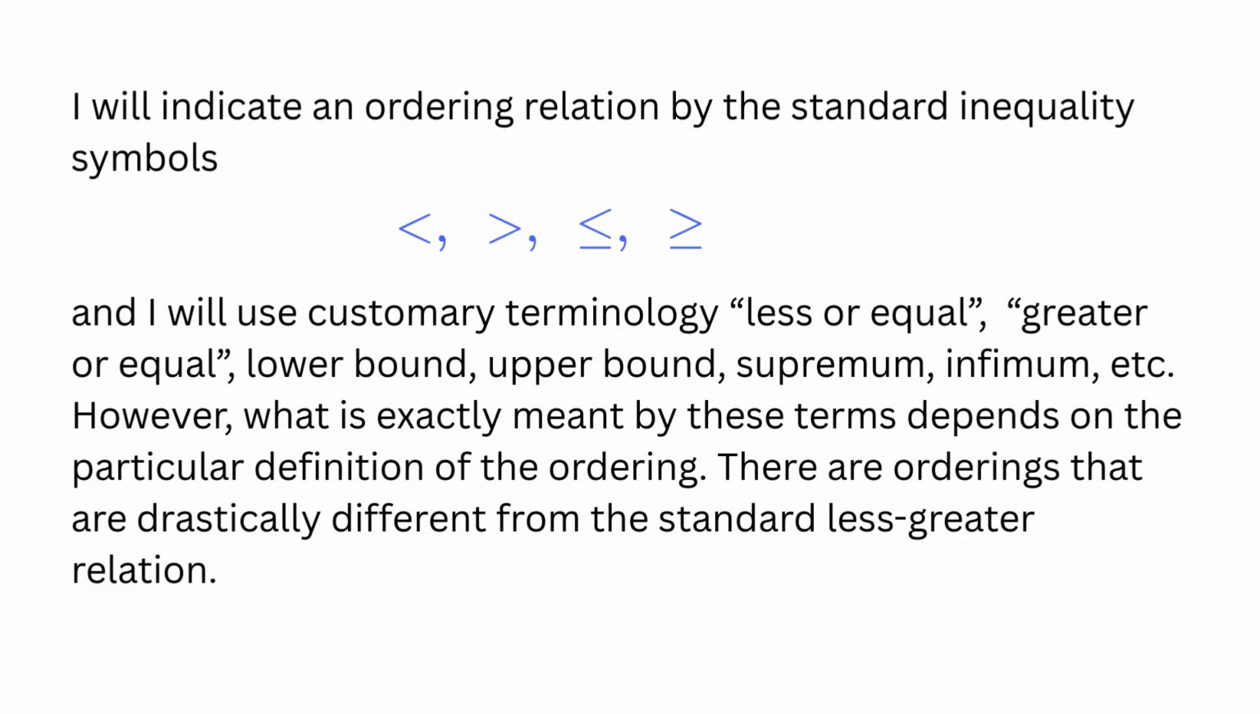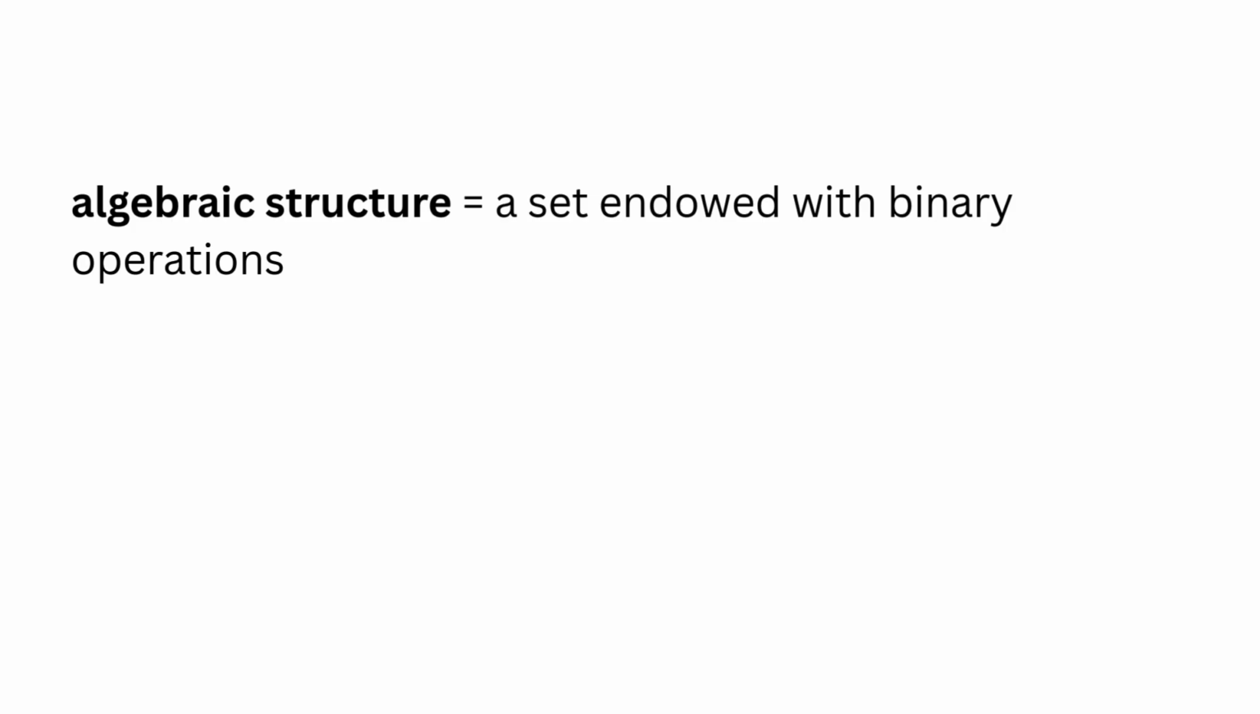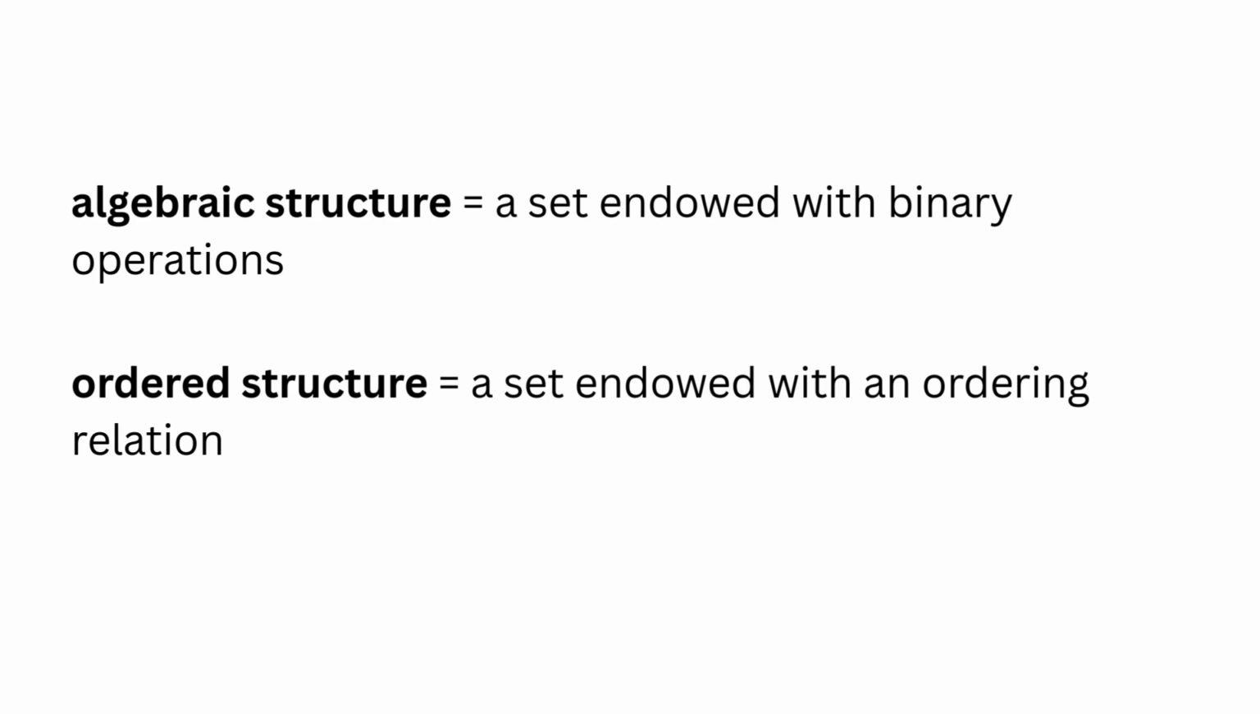I will indicate an ordering relation by the standard inequality symbols and I will use customary terminology: less or equal, greater or equal, lower bound, upper bound, supremum, infimum, etc. However, what is exactly meant by these terms depends on the particular definition of the ordering. There are orderings that are drastically different from the standard less-greater relation. Similarly to algebraic structures, which are sets endowed with binary operations, a set endowed with an ordering is called an ordered structure.